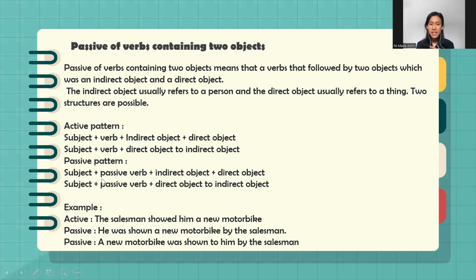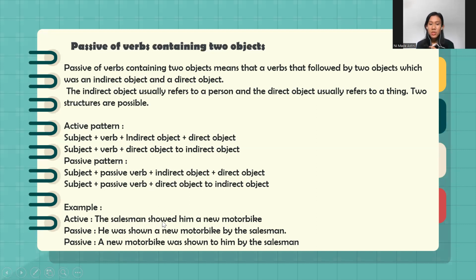If you want to change it into the passive pattern, you need to change the verb into a passive verb, and then the indirect object and direct object are the same as in the active pattern. Let's have a look at the example.